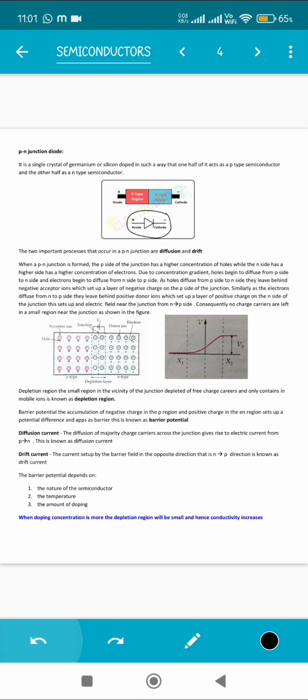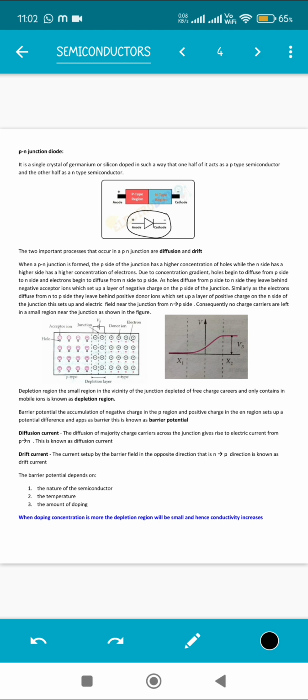So you know about diffusion a little bit from biology, right? Diffusion is the movement of substances from higher concentration to lower concentration. So the same thing we are going to learn here. When a PN junction diode is formed, the P side of the junction has higher concentration of holes, while the N side has a higher concentration of electrons.